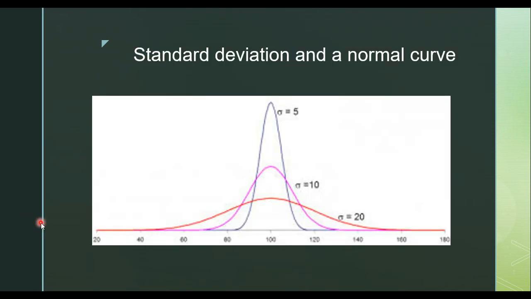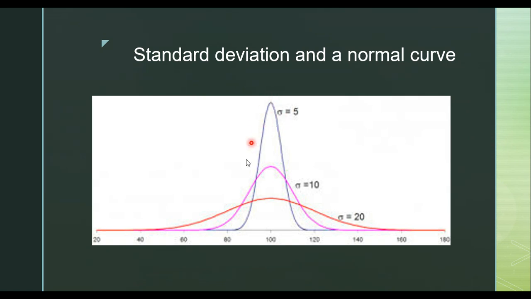Cool. So I talked about this in the Edpuzzle video, but just to bring it home, standard deviation measures how far away we are from the mean. How far is any of our data away from the mean? These three graphs are all normal curves. This one has sigma equal to 5. Remember, sigma means standard deviation.